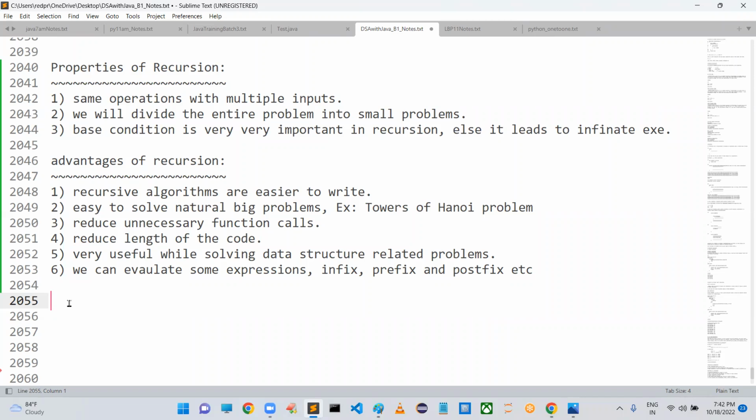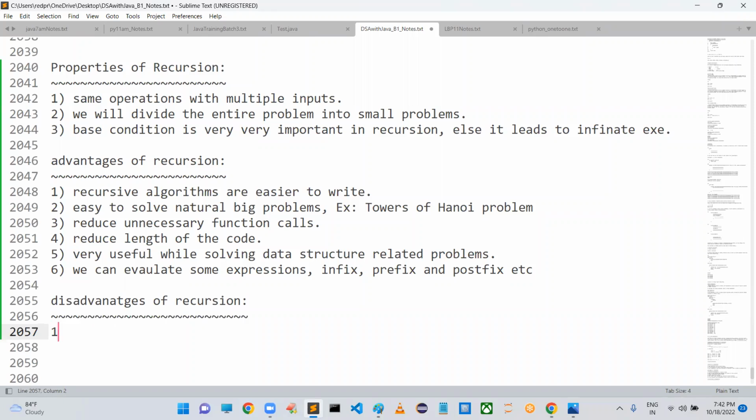So on the same point, recursion also has some disadvantages. In some areas it is good, in some areas it is not good. Sir, can you please tell me what are the disadvantages of recursion? Yeah, correct, Chaitanya. While recursion, memory gets occupied. Yes, good, that is my first point also.